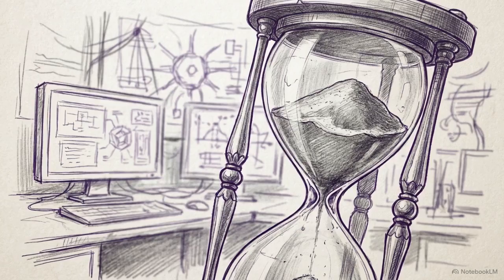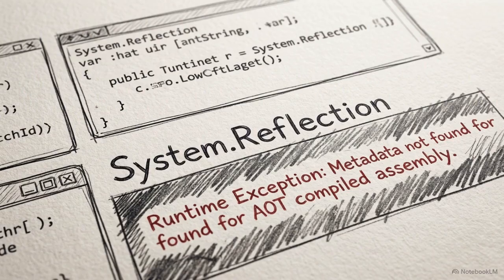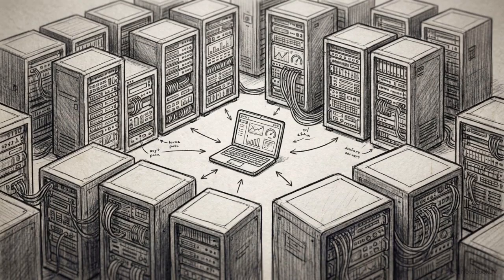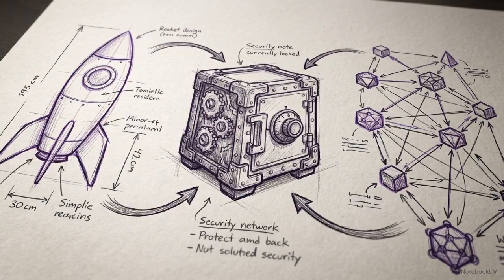But native AOT comes with strict trade-offs. Build times increase, and if your code relies on dynamic reflection, it will fail at runtime. This path offers the most efficiency for high-traffic environments, but for a standard internal web app, it is an expensive over-engineering trap. .NET 10 does not force you into a single paradigm.